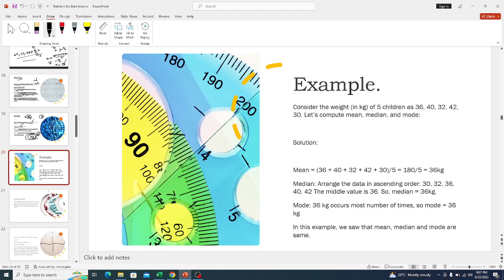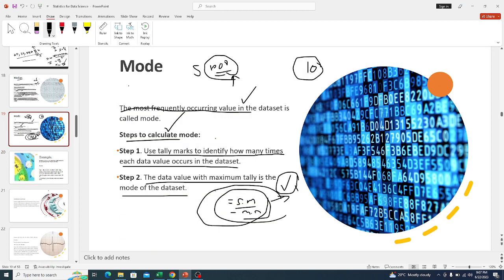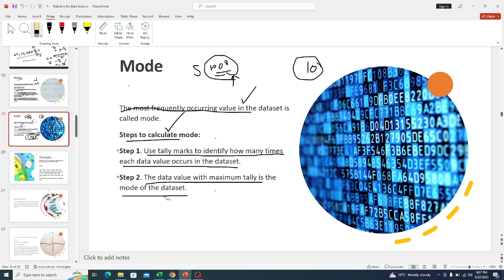Good. Now, I have another thing. Let me add something under mode. So let's assume we have this data set.